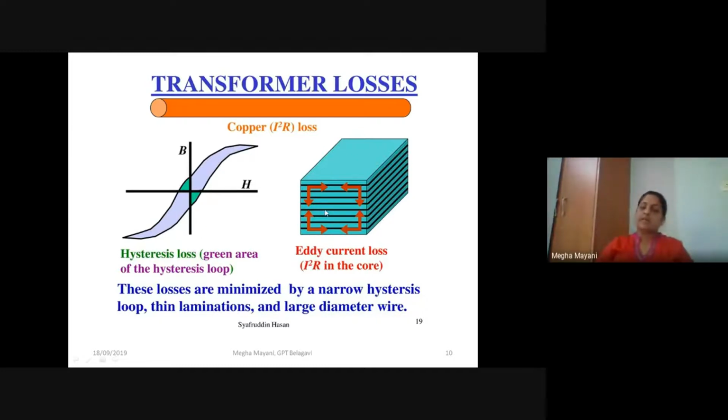These losses can be reduced or minimized by using large diameter wires. When you are making a primary winding or a secondary winding, we take copper wires. If you take wires of large diameter, then these losses can be minimized. And also by taking thin laminations for the core. Taking a core having thin laminations will definitely bring down these types of losses.